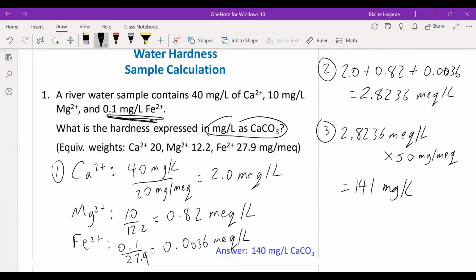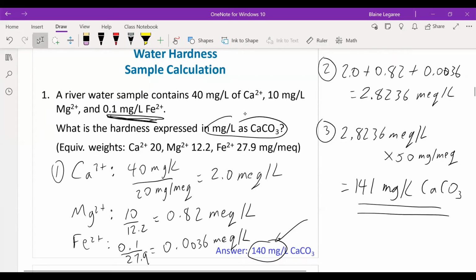141 milligrams per liter calcium carbonate. So it's slightly different from the answer that I have down here, 140. It's possible when I did this before I rounded somewhere, and that's what gave me that answer. So that's how you do hardness. And like I said, we will come back to this and do some more sample problems later in the next lecture.